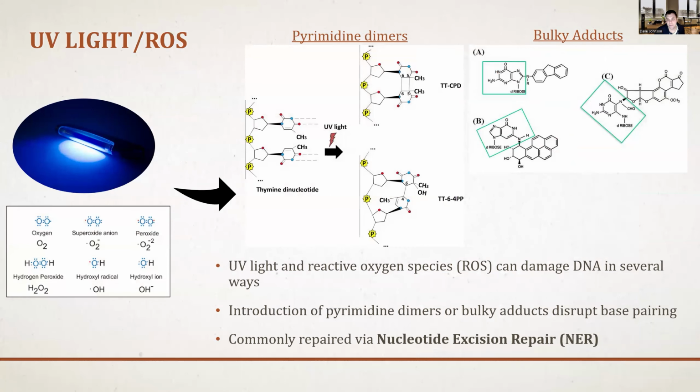But what happens if we get a different type of damage? So that's damage that's going to happen when you get a mismatch during replication. Another problem that we may run into is when we have damage that comes from UV light or we get damage from reactive oxygen species. So these two types of sources of damage, UV light would be an exogenous source, right? It's usually from the sun or exposure to some type of UV light source. Or reactive oxygen species, this is an endogenous exposure.